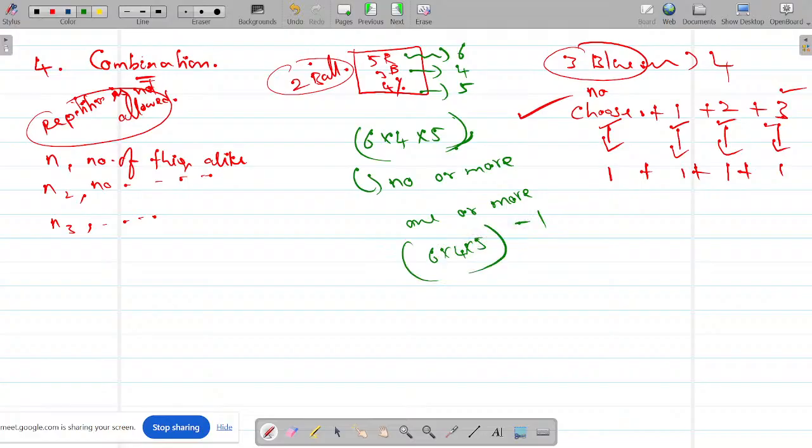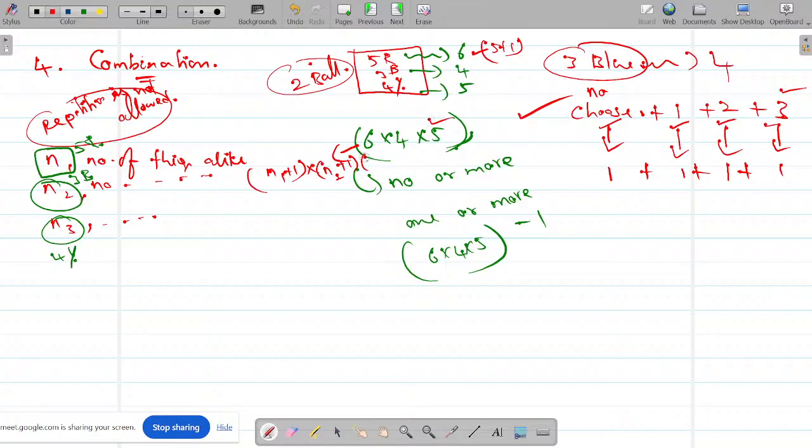This is the example. What happens in the formula here is, I have given n1 number of things alike, which means 5 red balls in my example, n2 number of things alike, which means 3 blue balls, and n3 number of alikes, which means 4 yellow balls. Now apply the formula. How did we get the 6? 5 plus 1, which means n1 plus 1, into 4, n2 plus 1, into 5, n3 plus 1. Likewise, if you have 10 different color balls, 10 times you have to take it.